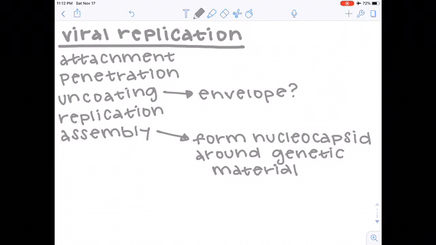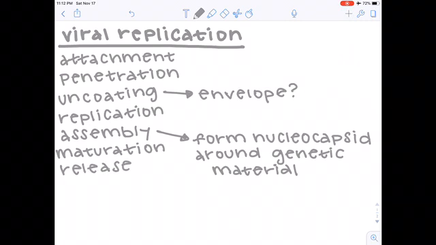The next step after assembly would be maturation. Let's hope I left myself enough room. Maturation is when the virus becomes infectious and it is released from the cell after that. Like I just said, the last step is called release. All in all, you have attachment, penetration, uncoating, replication, assembly, maturation, and release.